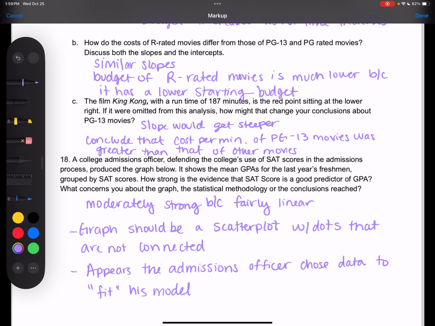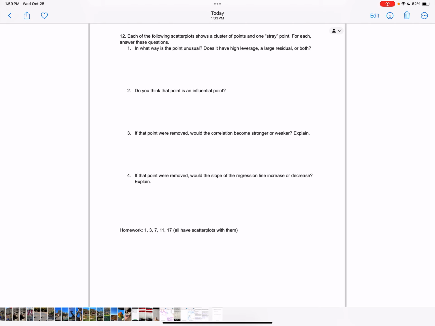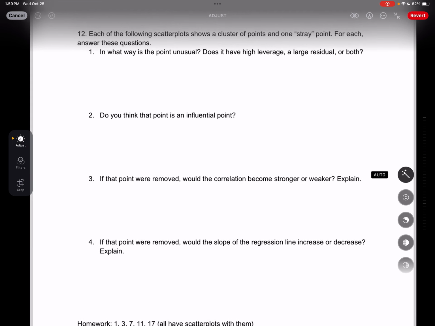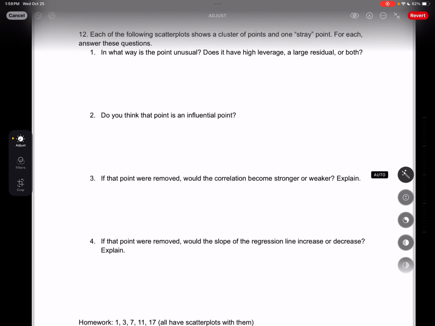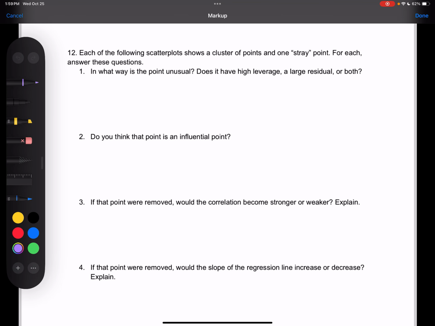All right, number 12, I think, is the next one. So this one, I've laid it out kind of interesting because basically each question is going to have an A, B, C, D underneath of it, but it's short answers. So, it says each of the following scatter plots shows a cluster of points and one stray point. For each, answer these questions. So it wants to know in what way the point is unusual. Does it have high leverage, large residual, or both?